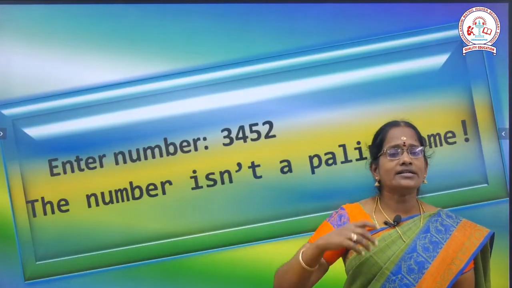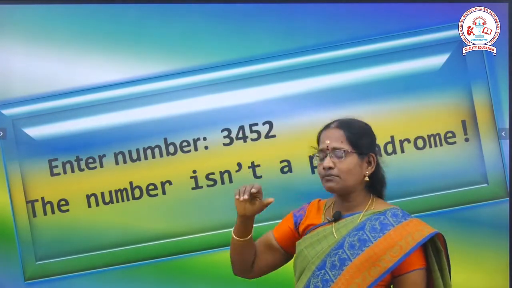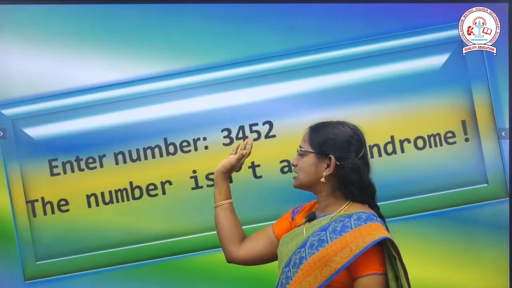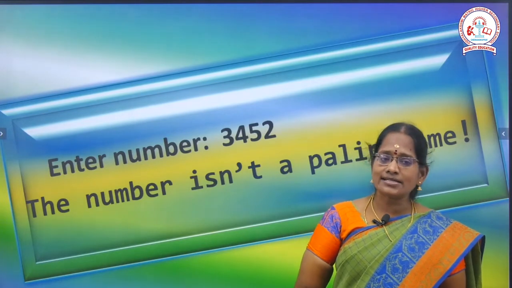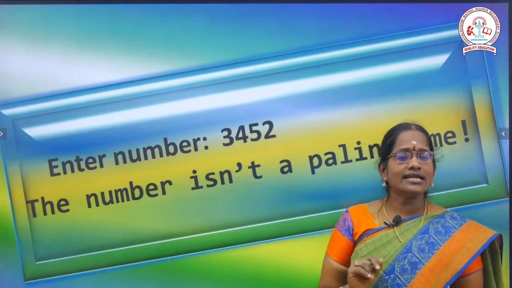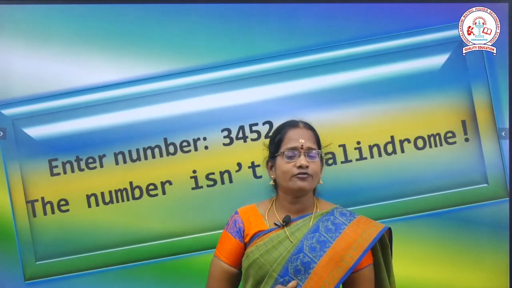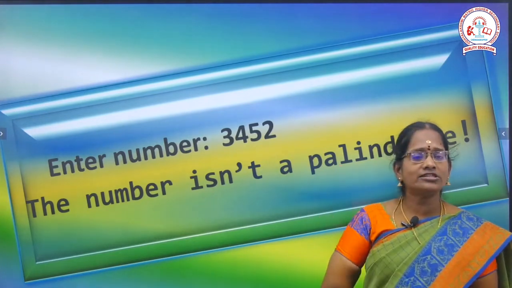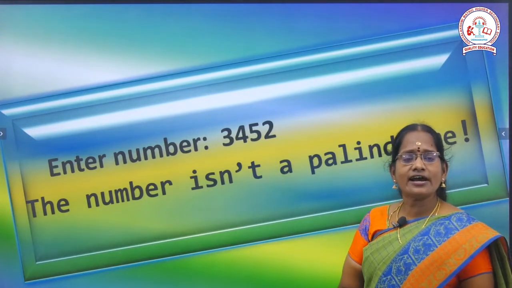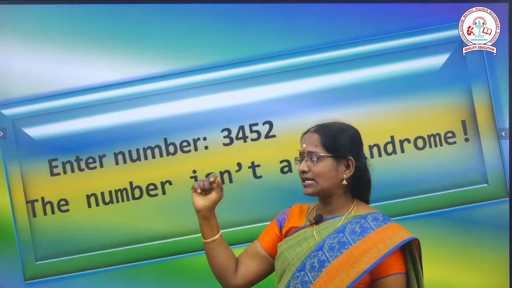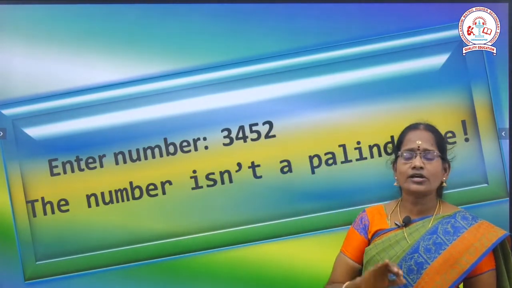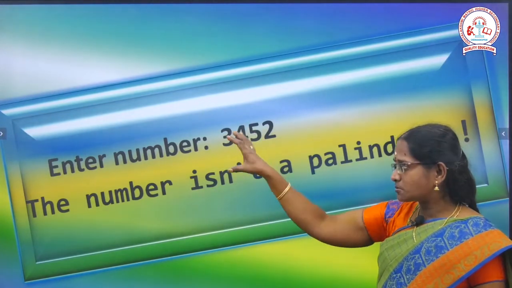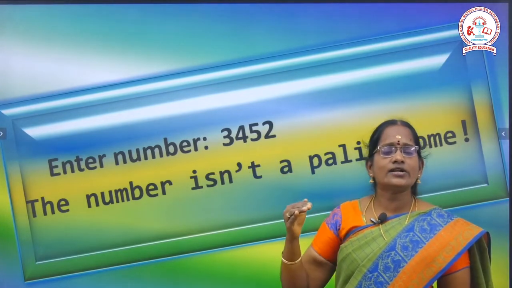Suppose we want to check a different number. Okay. Second time I want to execute the program again, to check one more number. That number is 3452. Once again I enter one more number, 3452. So you reverse the number, 2543. Okay, this number differs from the original number. The original number and the reversed number are not equal. So in this case the program executes the else part.